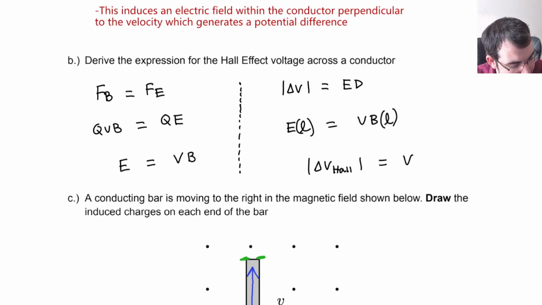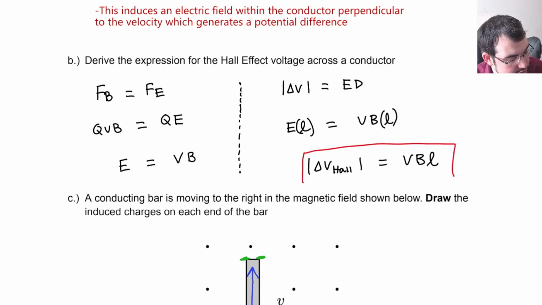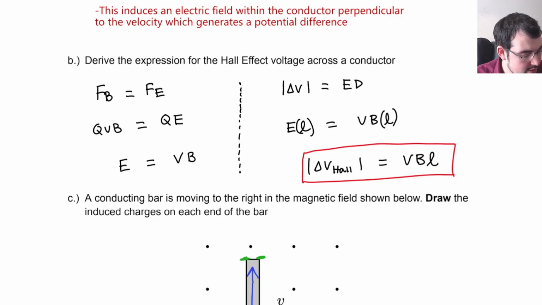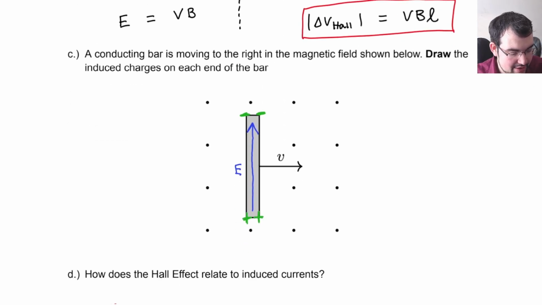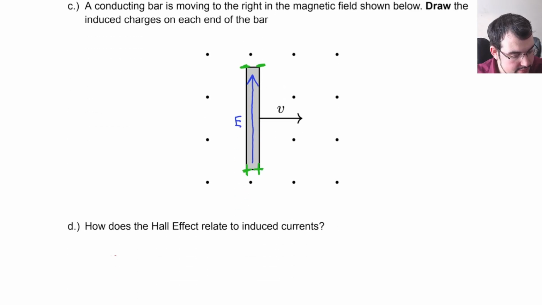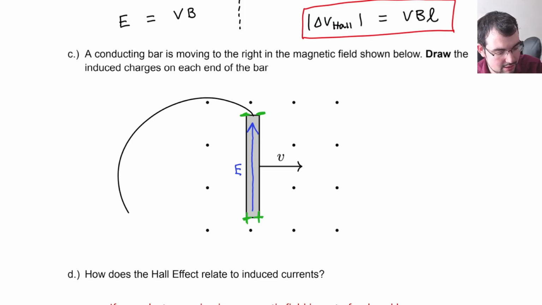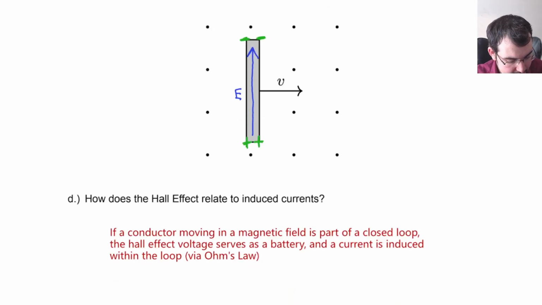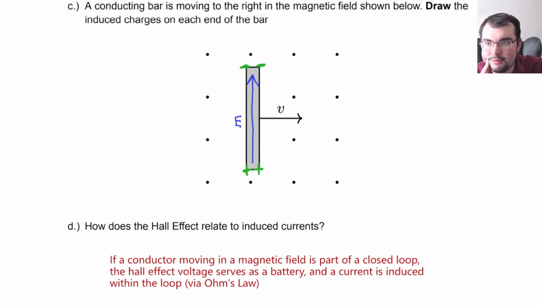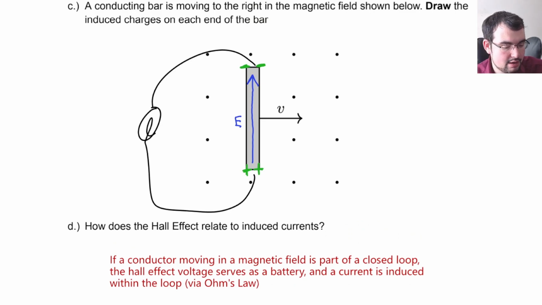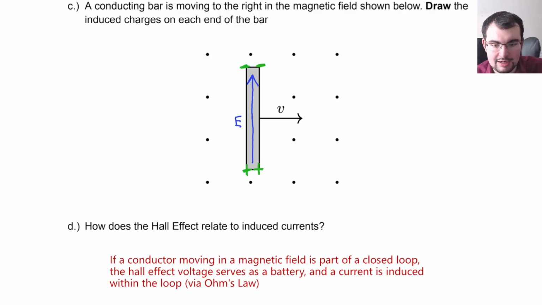This is also on the memorized list. It is very straightforward to do this, but VBL comes up way too often to not have it memorized. Figure out whether it's positive or negative potential difference. Just draw your charges. And how does this relate to currents? Well, if you give this bar sort of a circuit to be a part of, you can get a current flow. So if you put your Hall effect voltage across a circuit element, so if I like connect a light bulb here or something like that, we get a current. So that's how it connects to that.